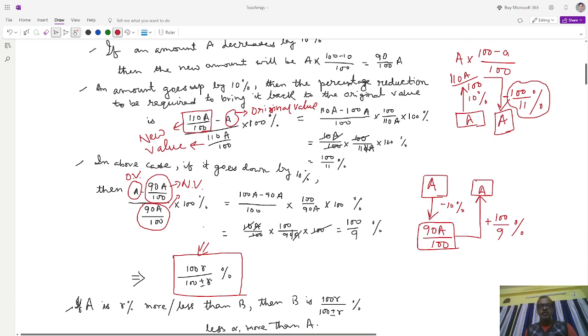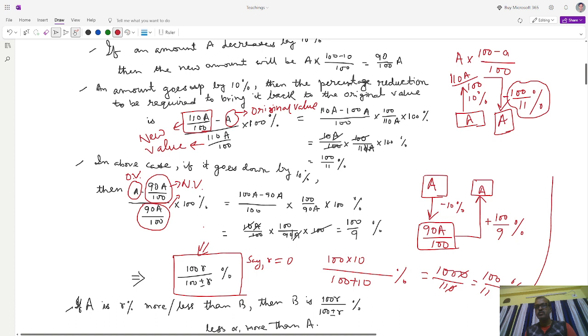Okay. If we put R equal to, say, 10, then what will be its value? 100 into 10 divided by 100 plus 10% equals 1000 divided by 110, which is 100 by 11%. This is equal to this. Okay.